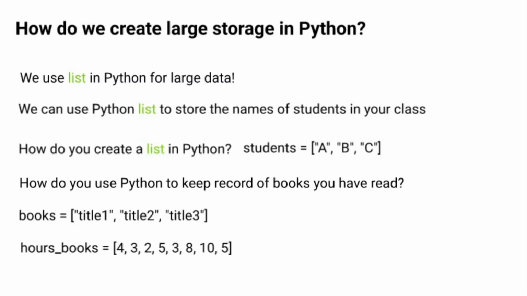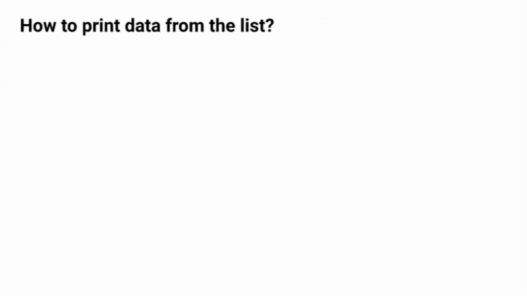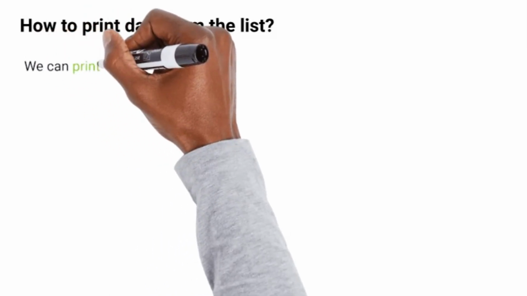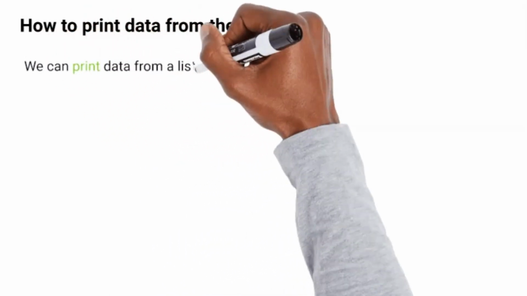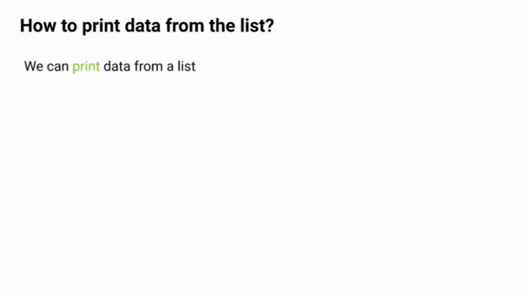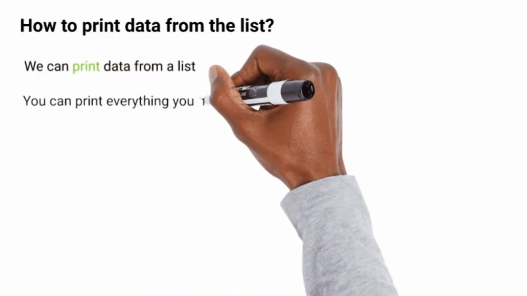So now that we have a way to put the data in the list, how do we get the data back, right? Because when you store something, you want to get it back. You don't just want it to stay in the computer, right? So we can use the normal way that we get data, print, right? When you print your list, it will print everything that you have in your list, right?